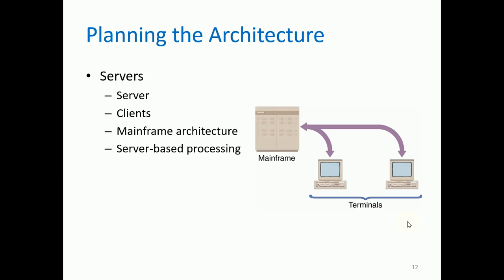Okay, in planning the architecture, first you need to consider the servers. The servers act as a data repository, and they are also the ones that process the data. Do we need clients? Clients access the resources coming from the server. And then we have the mainframe architecture. The mainframe acts as a server, and then we have the so-called terminals. These terminals are diskless, meaning all the processing for these terminals is done in the mainframe. That's why they are diskless. They're only composed of a CPU and a random access memory, and the processing is happening in the mainframe. Because of this mainframe architecture, it is also called server-based processing.